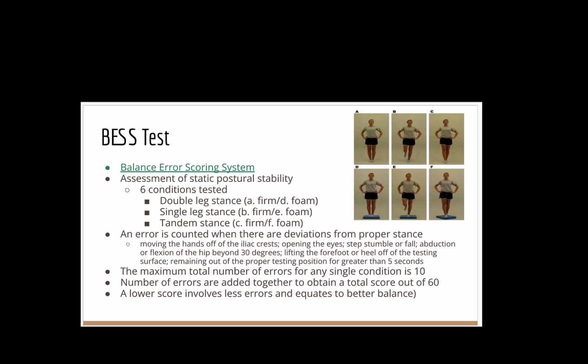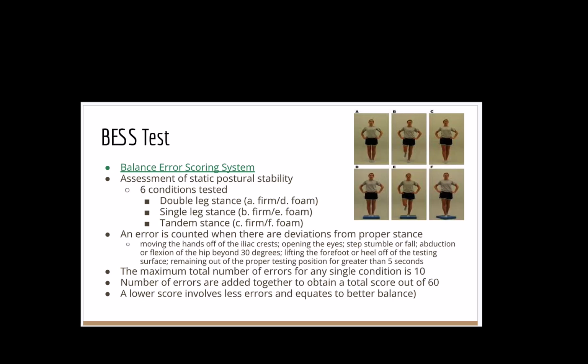Okay, so read the directions, read through it, figure out how they determine errors. There's a lot of instructions about what constitutes an error. And essentially what you're trying to do is have them maintain this testing position, and you're just going to count the total number of errors for each one of those conditions. It could be moving their hands off their iliac crest, it could be opening their eyes, etc. Each time they make that mistake, you're going to do a little tally mark, and you're going to count up how many errors they make for each one of those testing positions.